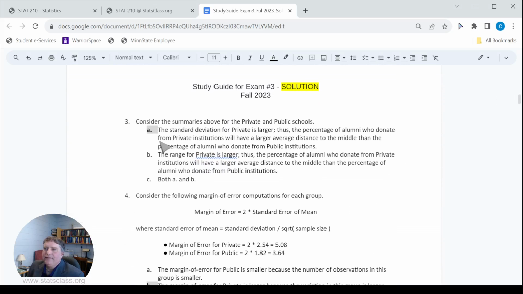This one is about standard deviation. The standard deviation for private is larger, thus the percentage of alumni who donate from private institutions has a larger average distance back to the middle. Yeah, that's what standard deviation is measuring. So that is the one that we're going to want there.